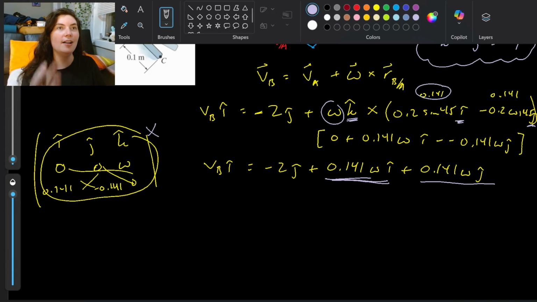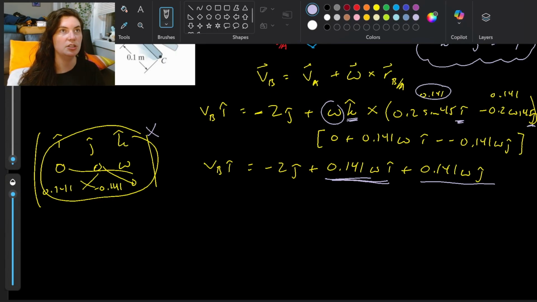Now that we've done all of this, we have everything in terms of i hats and j hats. And this is how it should always work out for you in these general plane motion problems. It's only two directions. We're not moving into 3D here. You shouldn't end up with any k hats. You should only end up with i hats and j hats.